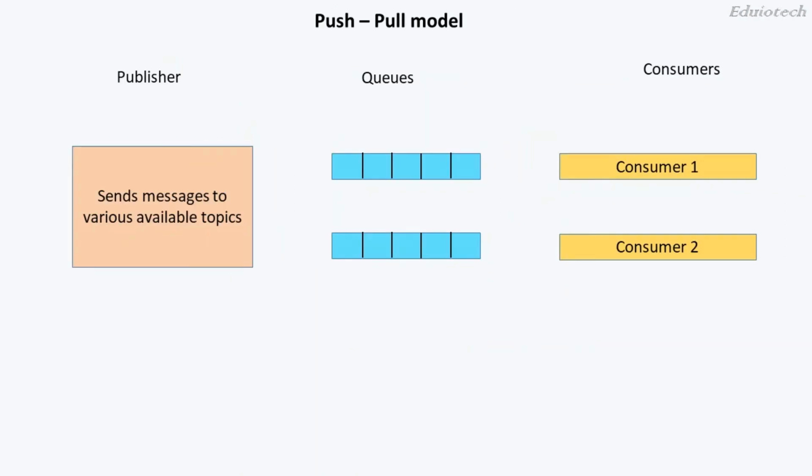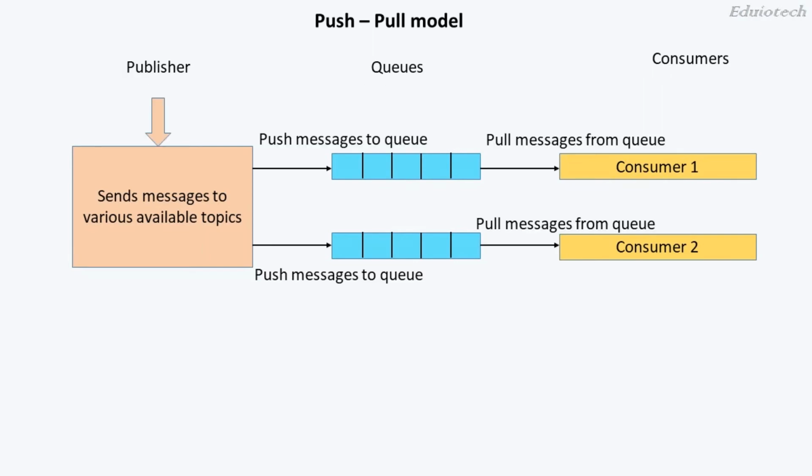In the push-pull communication model, the two entities involved are publisher and consumer. Producers push the data to the queues, and consumers pull the data from the queues as per need. Queues are used to separate out single producer-consumer communication. It is not necessary for the producers to be aware of the consumers.